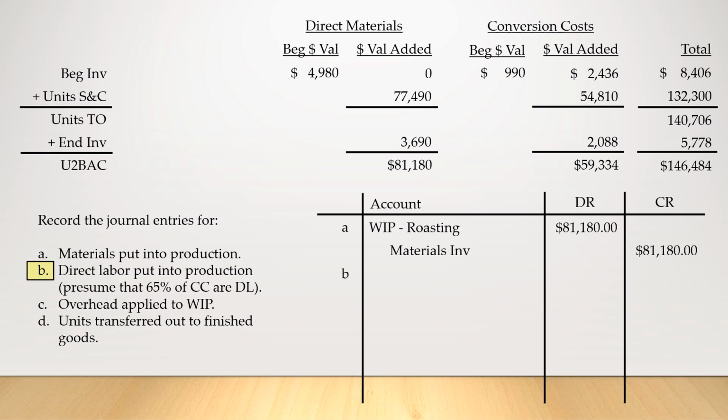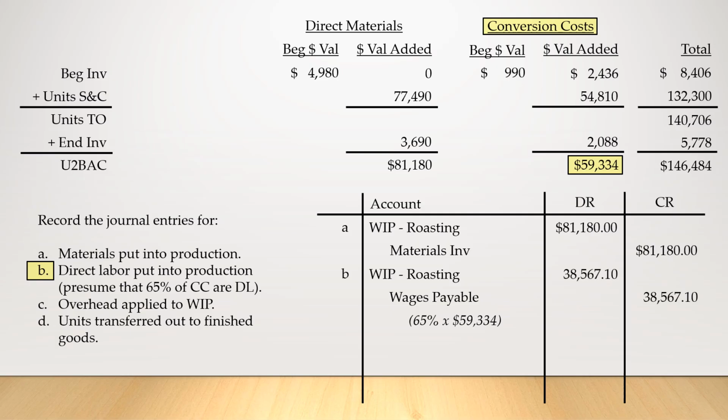Next, let's record our direct labor put into production. The entry to record direct labor consists of a debit to work in process and a credit to wages payable. To determine our amount, we look at our conversion costs. That total amount of $59,334 includes both direct labor and overhead, and our info states that 65% of that amount is direct labor, so the amount of our entry is $38,567.10.